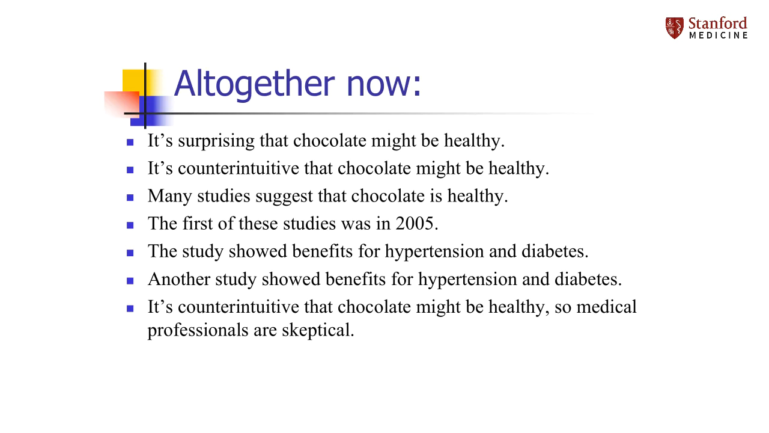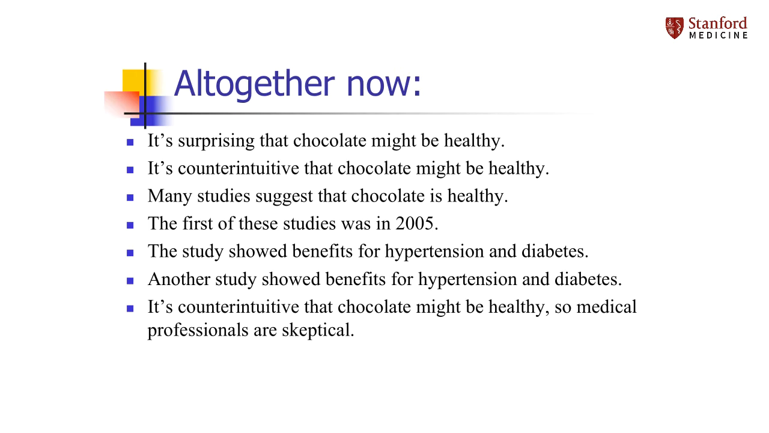I extracted those upshots that I wrote and put them all on one slide. So we get, it's surprising that chocolate might be healthy. It's counterintuitive that chocolate might be healthy. Many studies suggest that chocolate is healthy. The first of these studies was in 2005. That study showed benefits for hypertension and diabetes. Another study showed benefits for hypertension and diabetes later. And then it's counterintuitive that chocolate might be healthy, so medical professionals are skeptical.